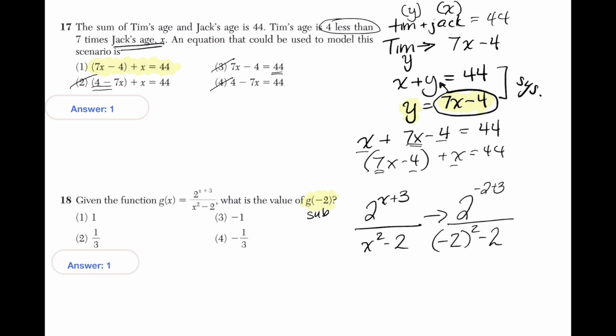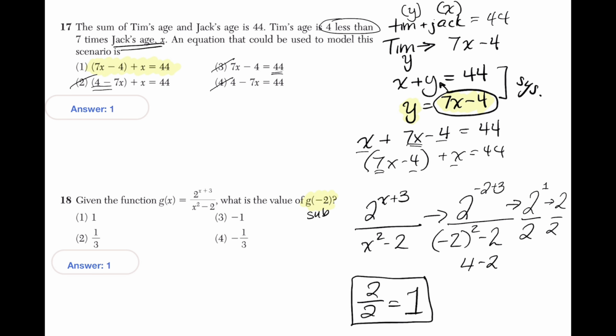And now you're just going to do some algebra. Negative 2 plus 3 is just positive 1, so 2 to the first power, or you can just say it's 2. On the other end, negative 2 squared, so negative 2 times negative 2 is 4, minus 2. What is 4 minus 2? 2. So I have 2 to the first power over 2, or 2 over 2, and 2 over 2 is just equal to 1.